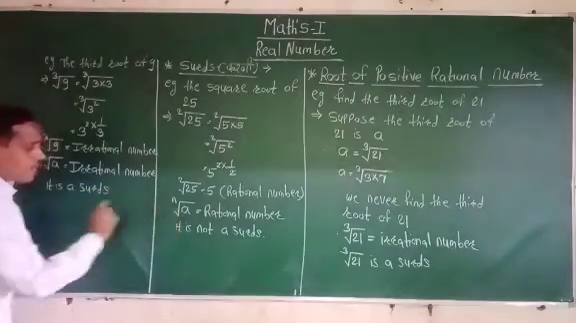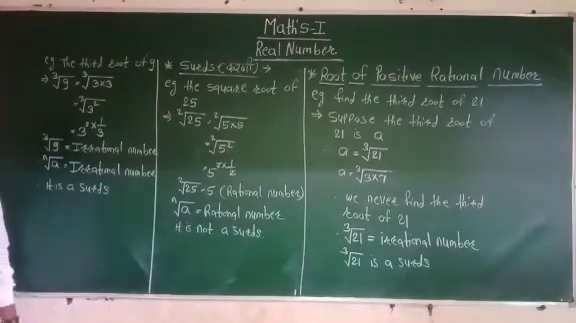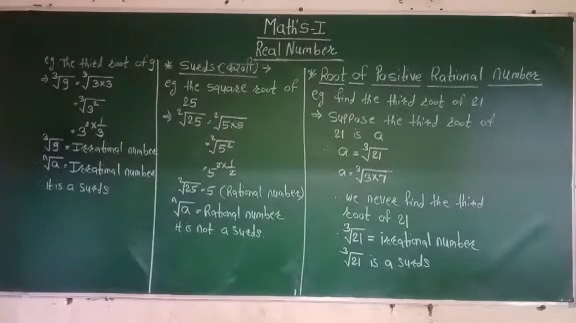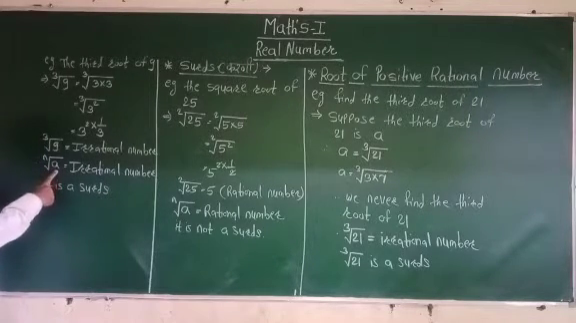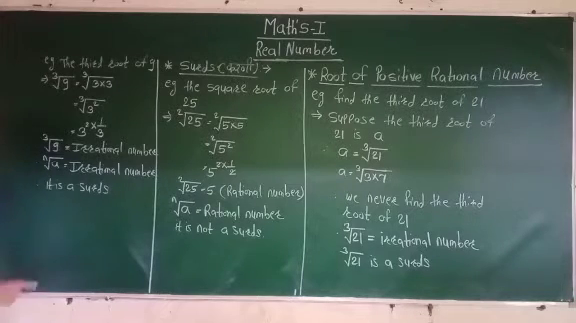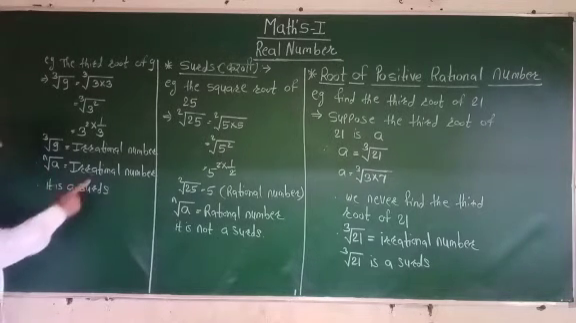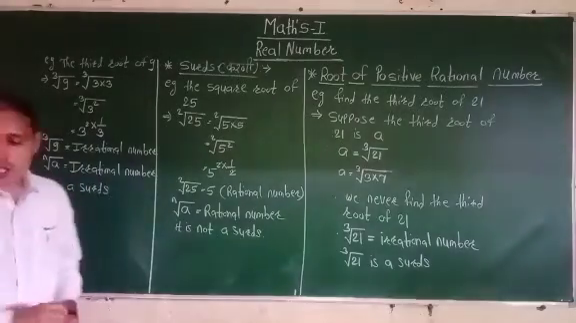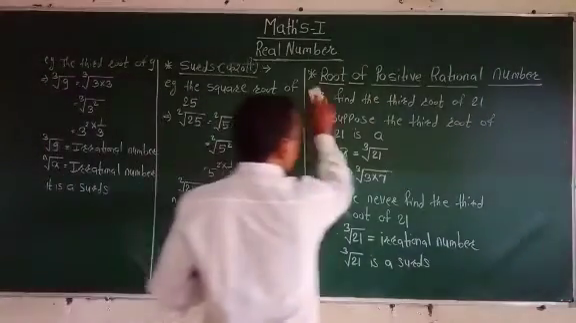So according to those two examples, we get the definition of surds. What is the definition of surds? A is any positive rational number, and n is any positive integer greater than 1. And if the value of that radical is an irrational number, then we call it a surd. So we get the actual definition of surds.